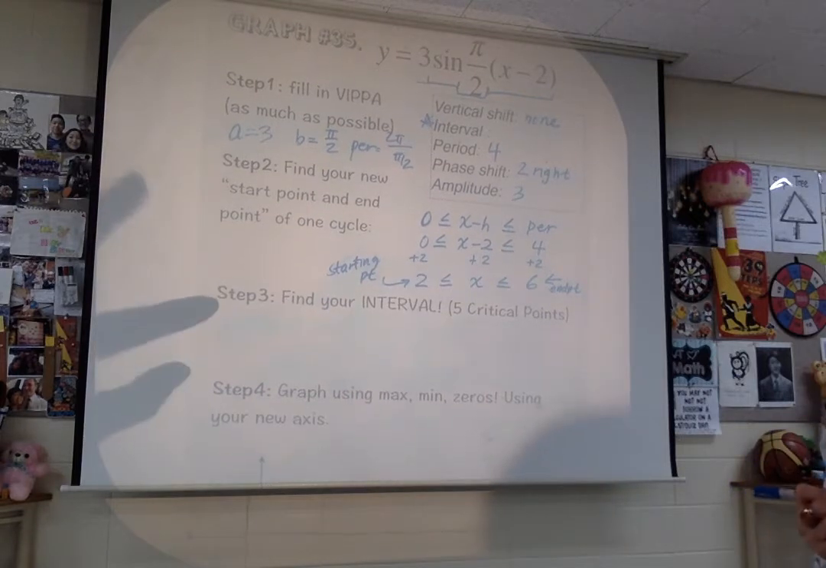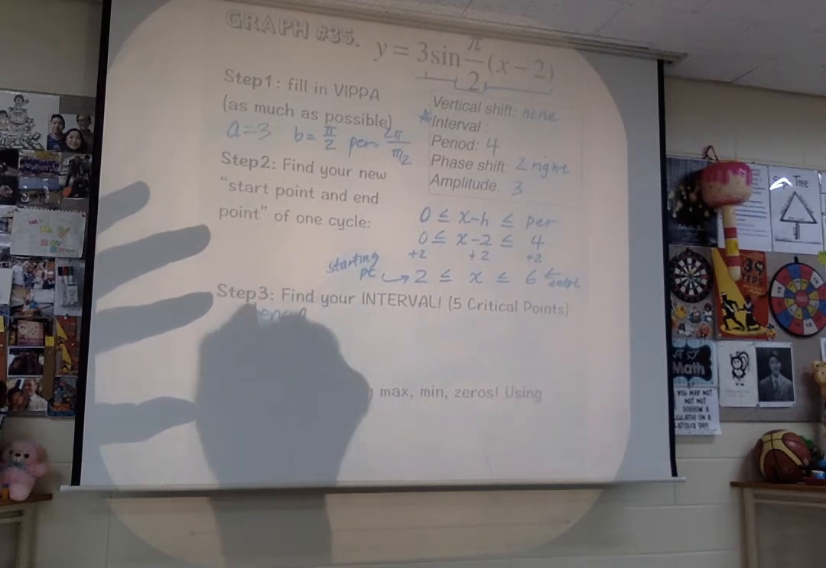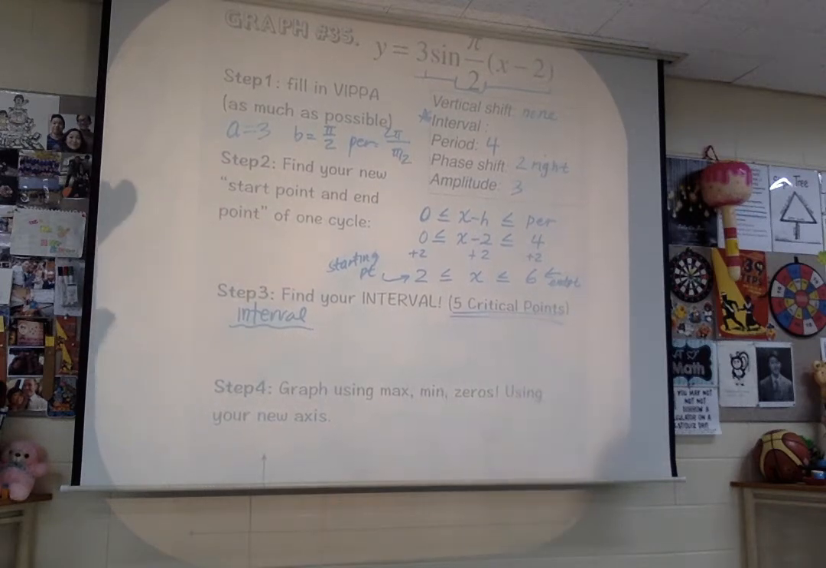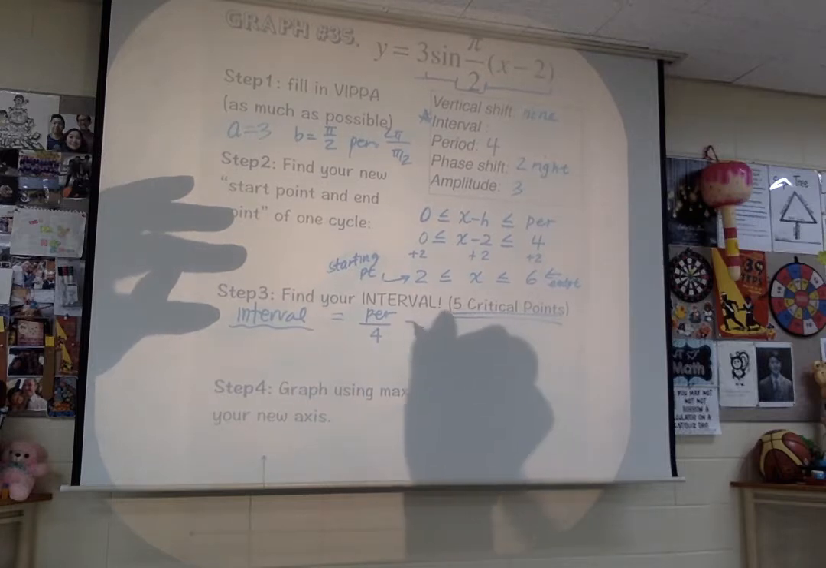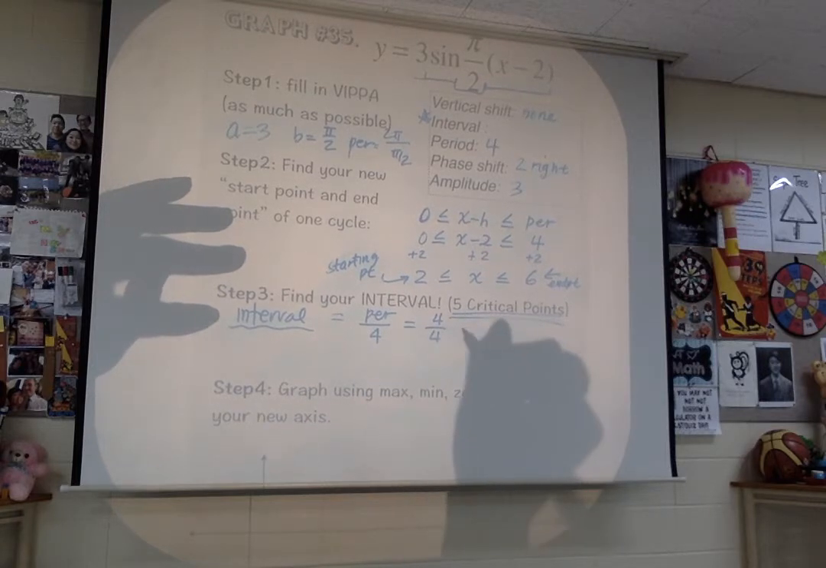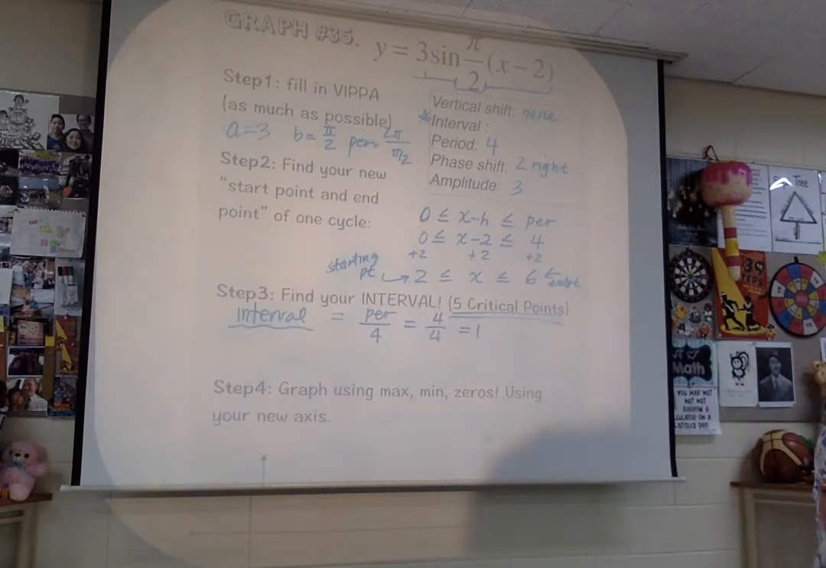So let's go to step 3. Find your interval. You know about your critical points, right? Remember: zero, max, zero, min, zero. You remember those 5 critical points. So the interval is basically your period over 4. What's your period here? It's 4 in our case. So our interval is 1. That means every part of your graph is moving by 1. They're 1 point away from one another.